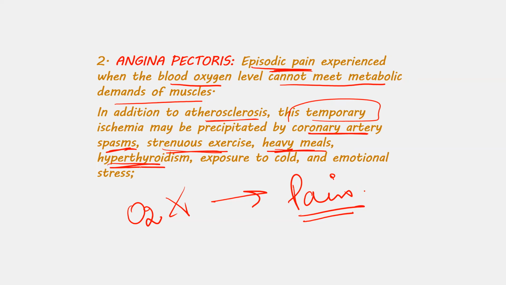Hyperthyroidism. So an increase in the thyroid hormone level can also lead to angina pectoris. Exposure to cold and emotional stress. So these are all risk factors that can increase the risk of angina pectoris. We have to remember that angina pectoris means pain in the muscle due to deprivation of the blood oxygen level.